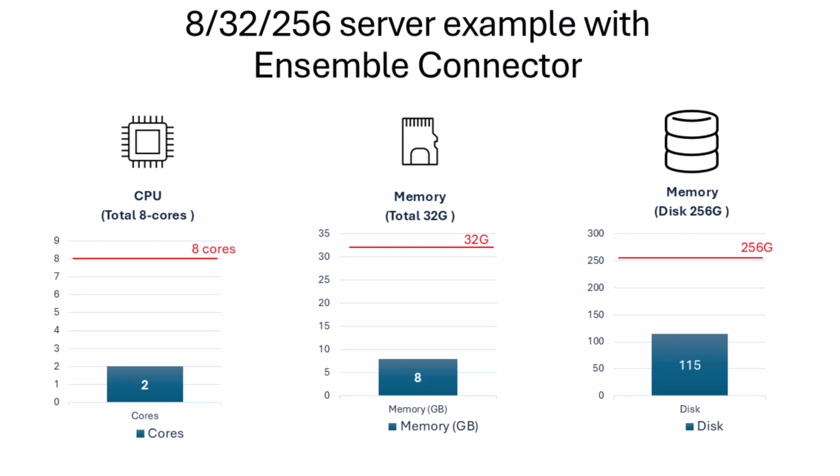Let's assume we are considering an 8-core, 32 gig memory, 256 disk server. The blue bars show the footprint that Connector needs in terms of cores, memory, and disk. The server maximums are shown by the red lines at the top. So how much do the VNFs need?